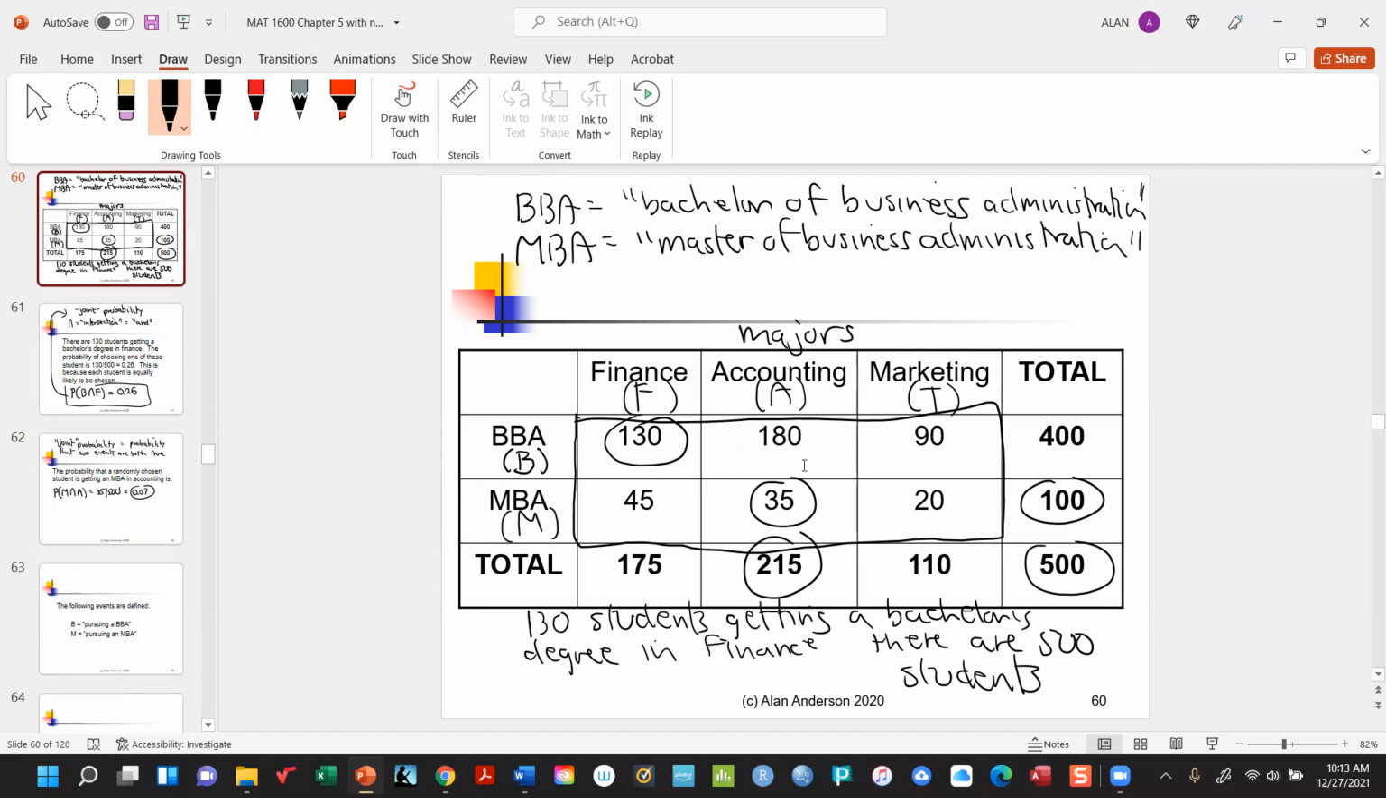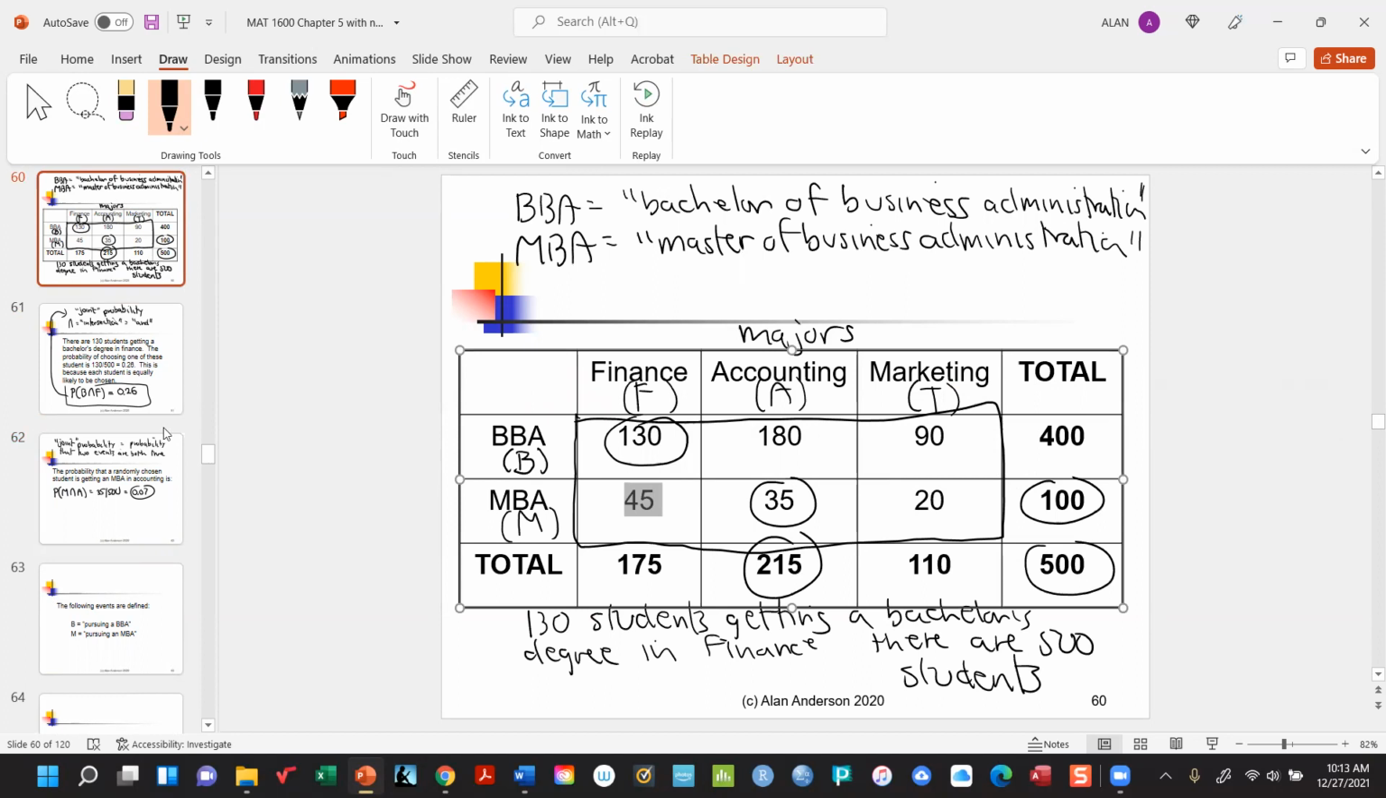You could also, for example, calculate the probability that somebody's getting their bachelor's degree in marketing. That would be 90 out of 500. Or maybe their MBA in finance, which is 45 out of 500. Altogether, all the combinations are covered in this box.